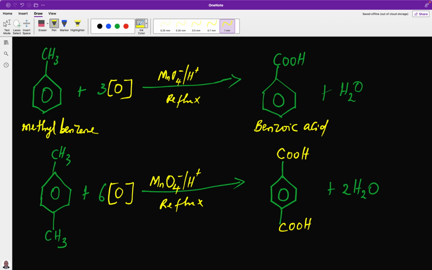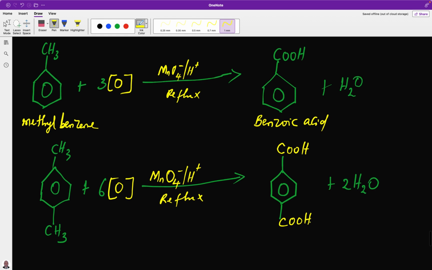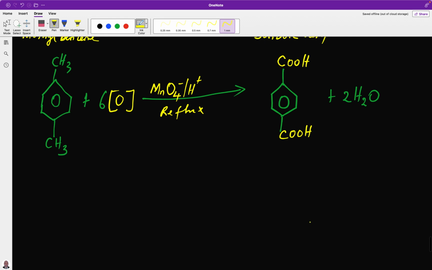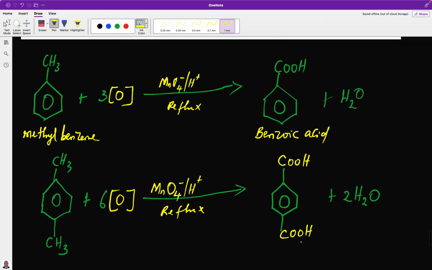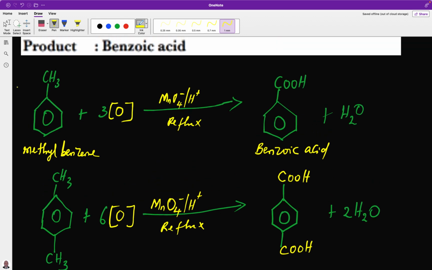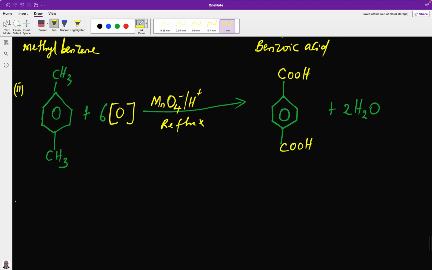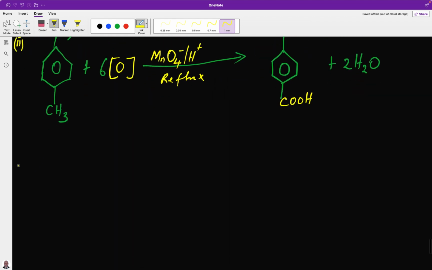We have that, 2 molecules of water. Again, this is the first example for this side chain oxidation. This is the second example, and this is the third example. In the third example, we are not going to use a methyl group. We are going to use an ethyl group in this situation, to see what the outcome will be.